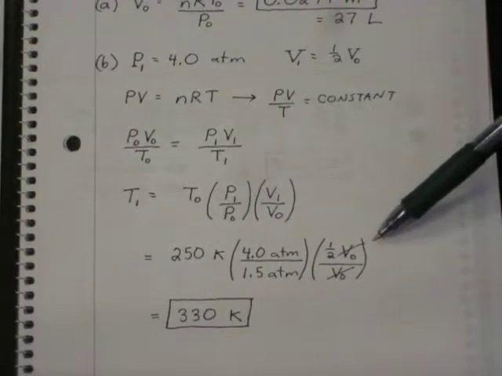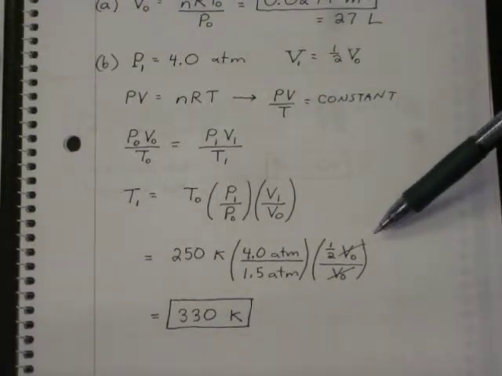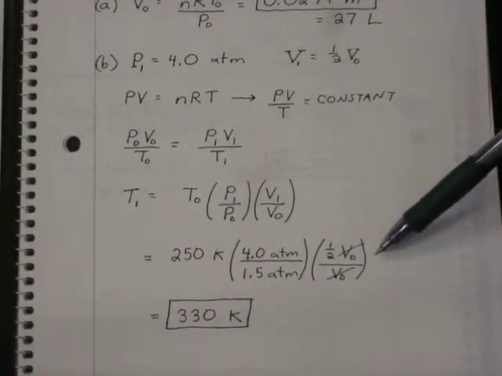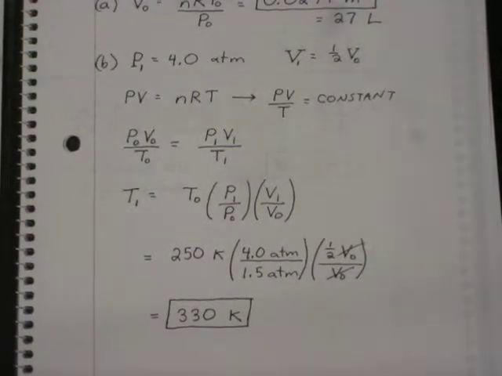The substitution I'm making here is that the final volume is half the original volume. So instead of V1, I'll substitute in 1/2 V naught. That divides out with this V naught in the denominator, and you're left with 1/2. You should get an answer of 330 Kelvin.